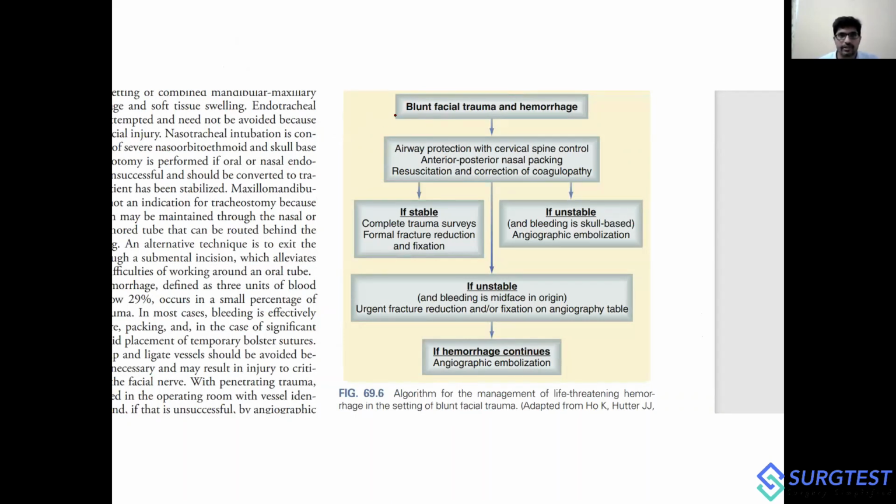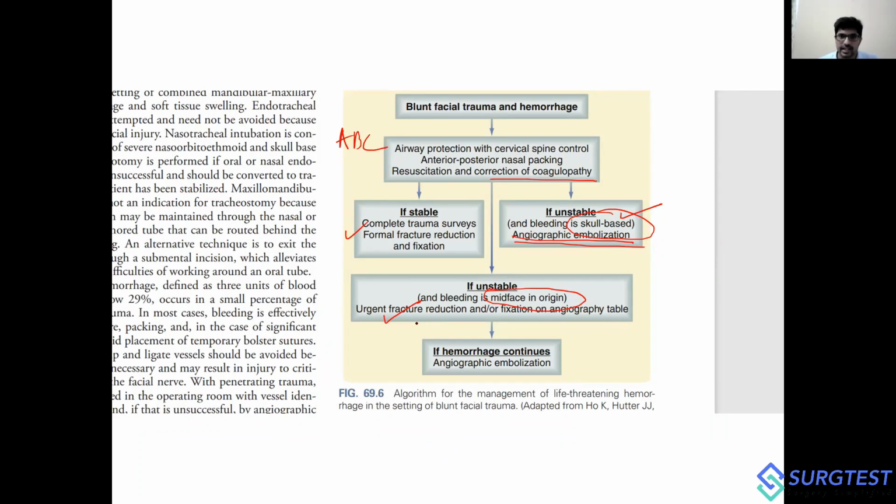So the management of the blunt facial trauma and hemorrhage, in case of the flow chart, it shows the primary priorities ABC. Apart from that, correction of the coagulopathy is also mentioned. If the patient is stable, you can definitely go for fracture fixation in less than 4 or 5 days before the malunion occurs, the callus is formed. So if the patient is unstable, if the bleeding is skull-based, he has specifically mentioned that skull-based bleeding, you should go for directly angiographic embolization. If the patient is unstable and you are very much sure that the bleeding is from the mid-face region, so you should go for urgent fracture fixation on the angiography table.